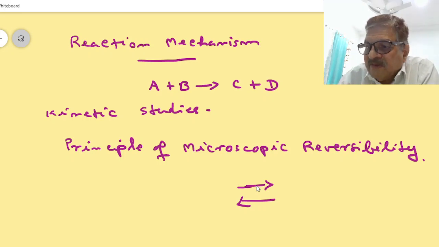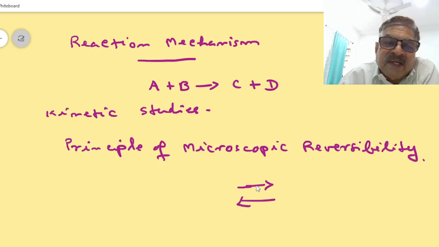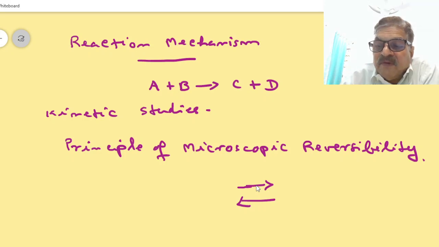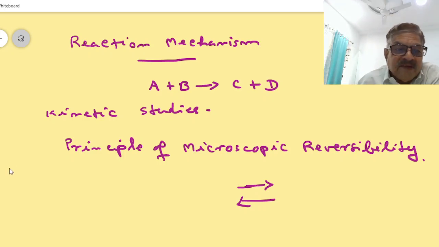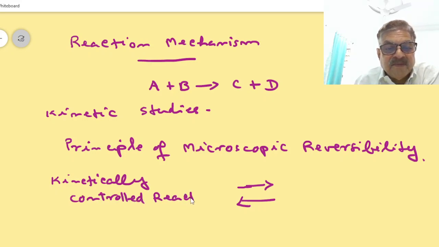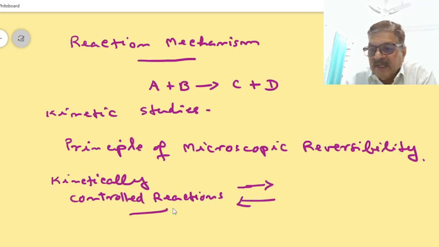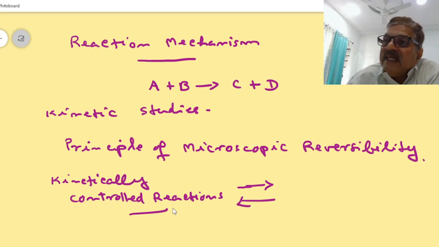That is, various possible products are formed in a reaction, and these products are not interconvertible under the reaction conditions. Then the product formed most rapidly will predominate in the reaction mixture. These are called kinetically controlled reactions. Kinetically controlled reactions mean the product which is formed most rapidly will predominate. The most rapidly formed product is known as the kinetically controlled product.